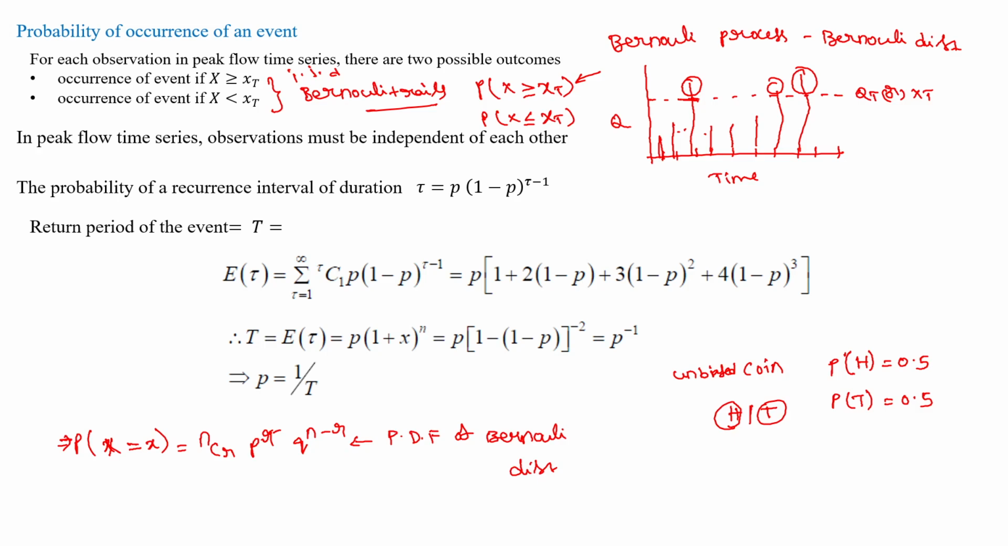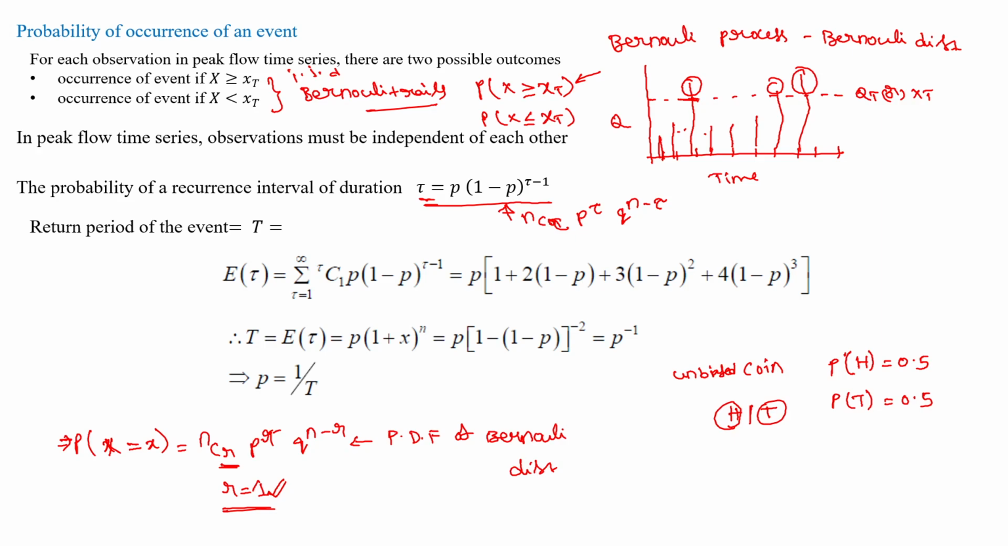But in this case we are not interested in r successes. Our interest is to have only one success, meaning only one time the stream flow should exceed. So it can be narrowed down to this particular equation, nCτ p^τ q^(n-τ), like that. This we know is a recurrence duration. But from the return period, what is the return period? Return period is nothing but the expected duration, the expected recurrence interval.